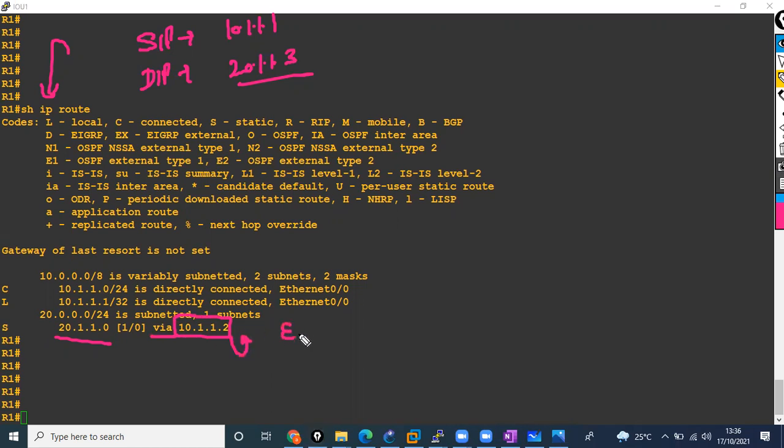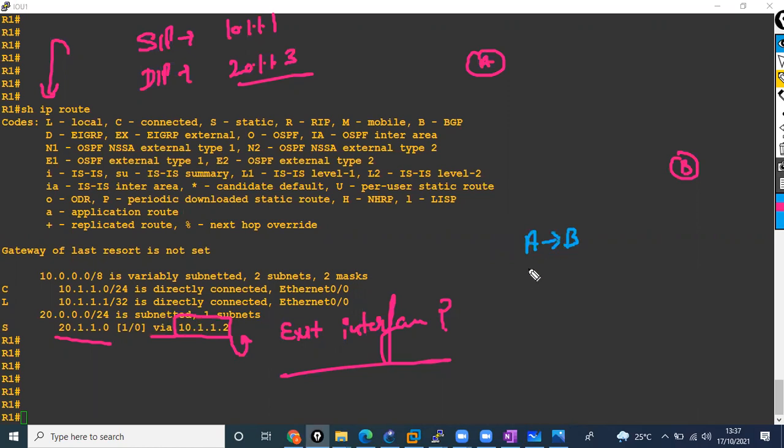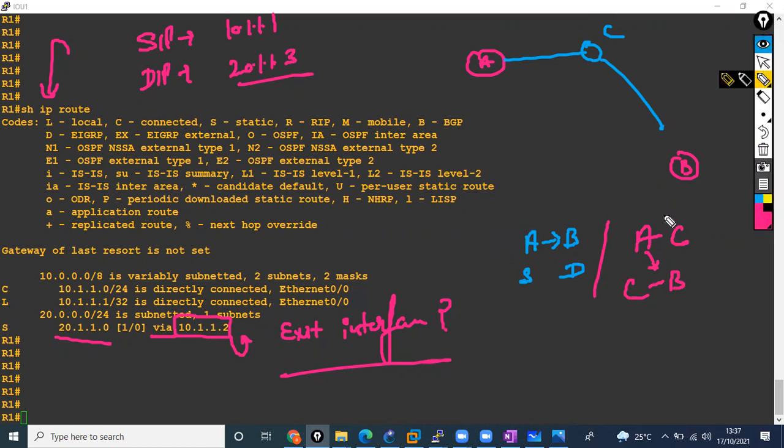So 10.1.1.2 is there. The question is, where is the exit interface? That is missing. And if this is your source and this is your destination, and there is no direct reachability, overall the goal is that we have to go from A to B. This is the source, this is the destination. But to reach it, first of all you have to go to C and then B. So what's the concept? A to C and then C to B. But the question is now how to reach C.